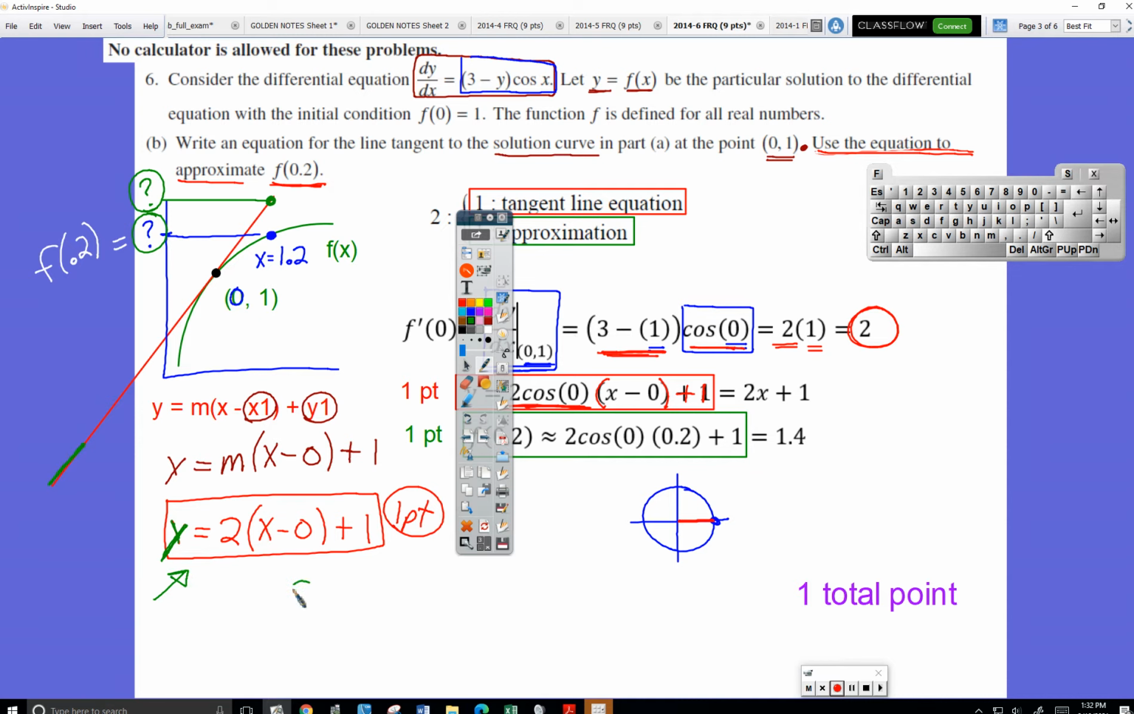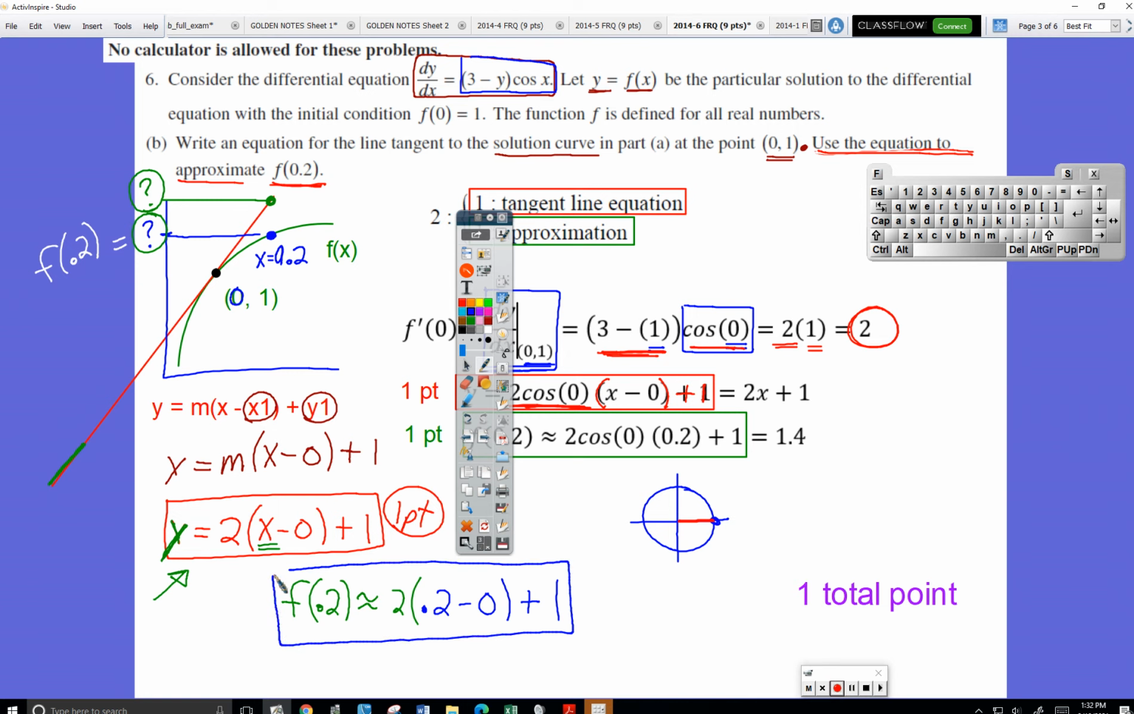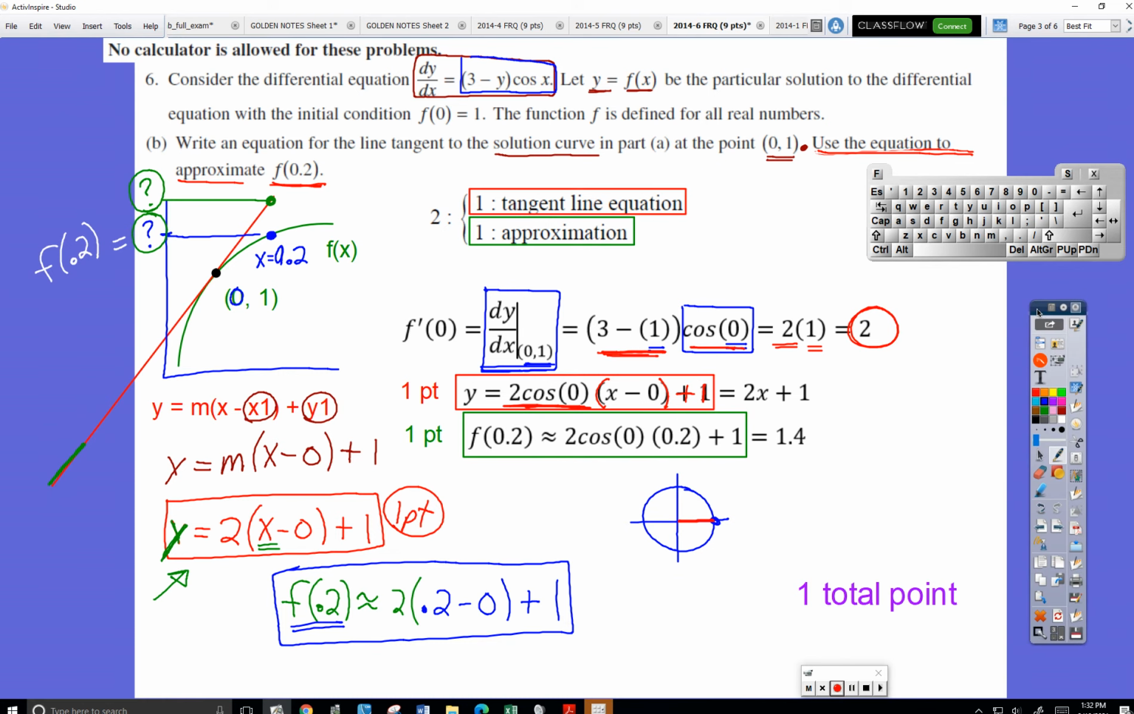So all we have to do is write down f of 0.2 is approximately, not equal, is approximately 2 multiplied by the x-coordinate we're using, x equal, oops, I wrote that wrong. This would have been 0.2, not 1.2. So you plug in 0.2, subtract 0, add 1, and then we just stop. That's how we find an approximation for f of 0.2. That will earn us the second point. Here in green, I'm showing that. Green, I showed just leaving the formula with 2 cosine 0, but either way. So this is actually 2 total points for that problem.